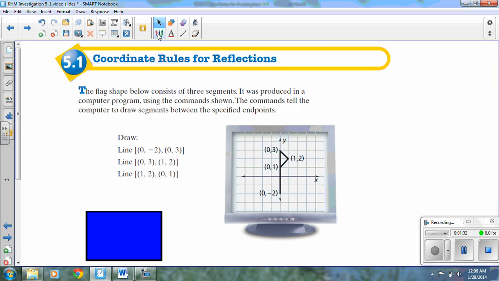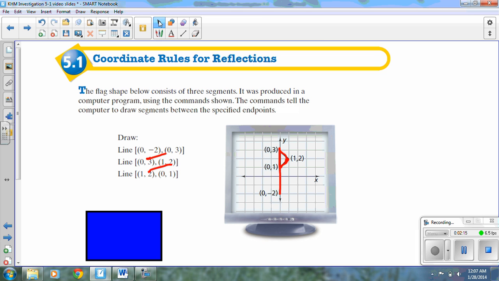Okay, so I'm going to just walk through this. The first line starts at 0, -2, and it ends at 0, 3. The second line begins at 0, 3. You see the relationship there. One line ends at 0, 3, and the next line begins at 0, 3, and goes from 0, 3 to 1, 2. And again, if it ends at 1, 2, the next line is going to start at 1, 2, closing up this shape, going from 1, 2 to 0, 1, completing our flag shape.